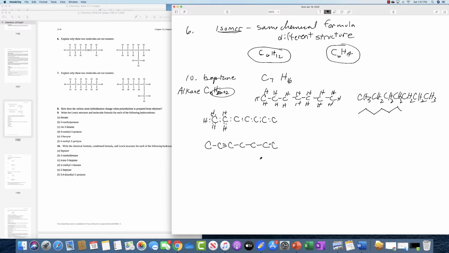Okay. Now, if it were over here, yes, it's still on the second carbon, but it would just be heptyne. If you're in the first position here, then it's just heptyne. If there's a 2 there, that means that it has to start here.